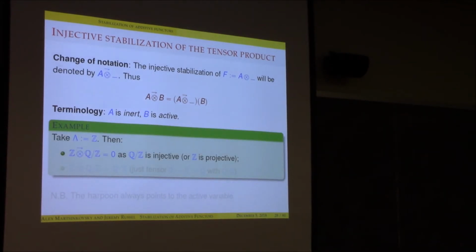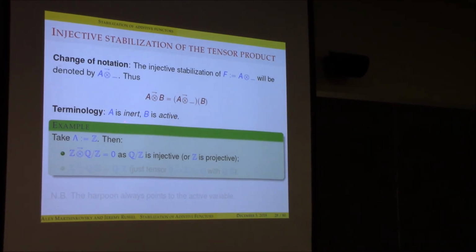So the difference can be seen from this simple example. Let's talk about the Abelian groups. So the ring is Z. Let's fix Z, and let's take an injective resolution of Q mod Z. Well, that's Q mod Z itself.